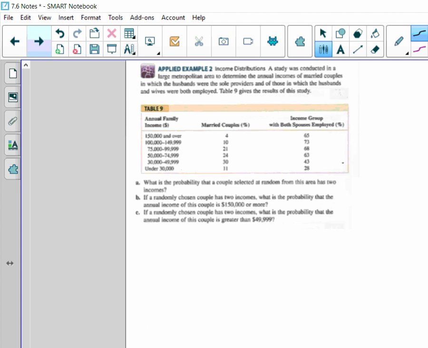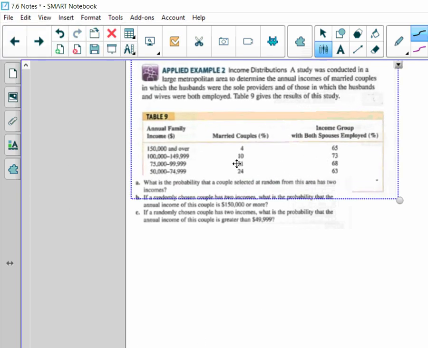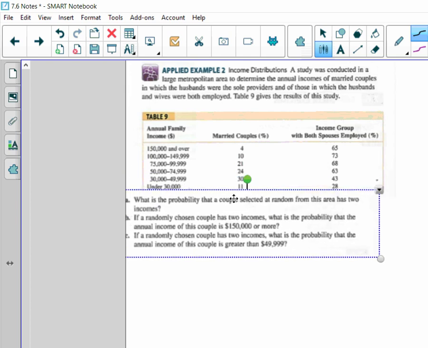Okay. This one's really blurry too. The theme of the day, blurry video. We can start this one and then we'll finish it in class.